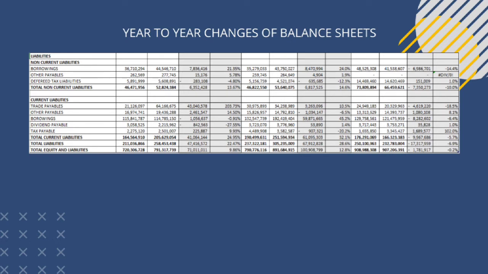Finally, total equity and liabilities 2016 and 2017 is 9.86% and up to 12.8% for year 2018 and 2019. For year 2020 and 2021, the changes of total equity and liabilities are negative 0.2% due to trade payable low values and also borrowings.